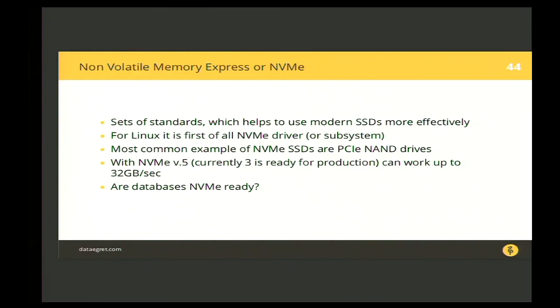Why have things changed that much with NVMe? The main reason, from my point of view, is that latency is minimized to really, really fast speed. So if we take a look at how it was before, we have our user space with our Postgres, and we have a kernel. In user space, we issue write, fsync, read, or another system call.